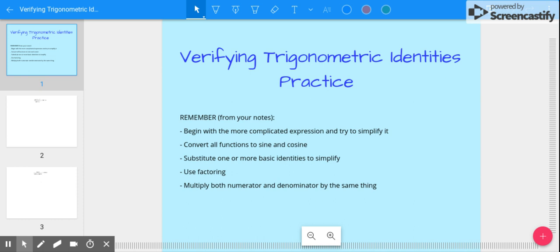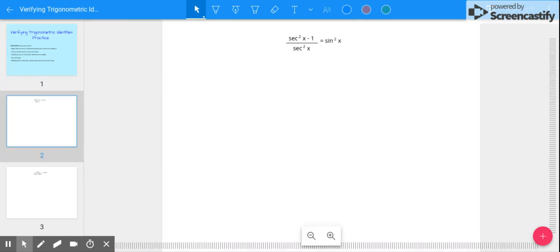You can also try changing things to sines and cosines. Typically, they're easier to work with. Another strategy is to substitute those basic identities that we've learned to help your simplification process. You can use factoring, and when you have fractions involved, consider finding a common denominator or multiplying both the numerator and the denominator by the same thing. So let's try one to see what they could look like.